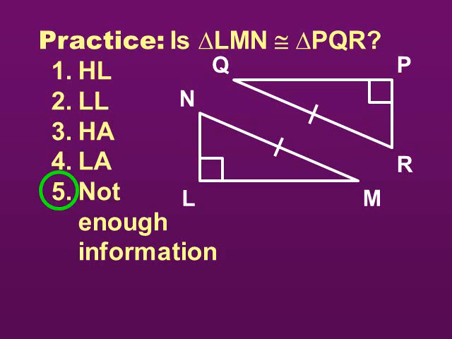Now, think about why there isn't enough information here. The main reason is I don't have either of the acute angles, and I only have the hypotenuse. I don't have a leg, I don't have an angle, I only have the hypotenuse in the right triangle. I have nothing else, so I need at least one other item to be able to call this congruent.